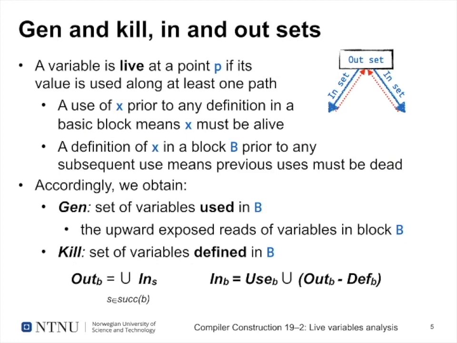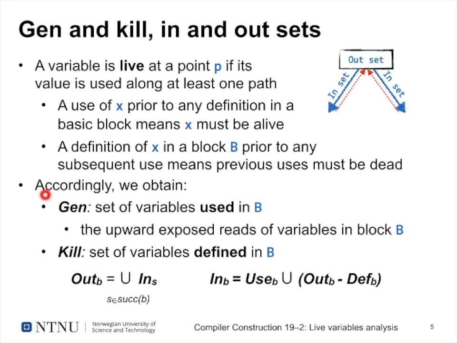A use of variable x prior to any definition in a basic block means that x must be alive, and a definition of x in a block b prior to any subsequent use means that all previous uses must be dead. Essentially we have a basic block here, we have some outsets which in turn will be the insets of the subsequent basic blocks, and our analysis runs backward, against the direction of our control flow graph, to actually figure out the liveness.